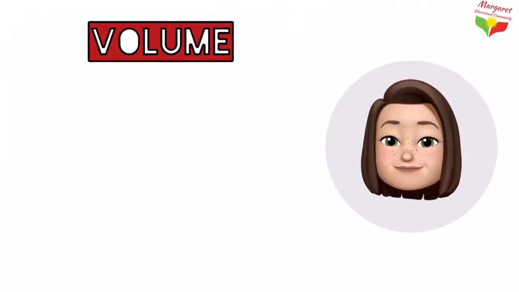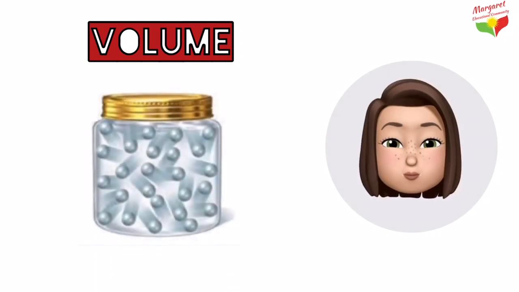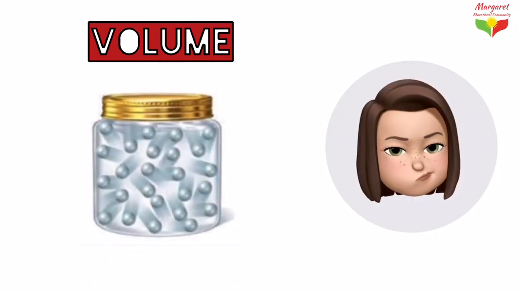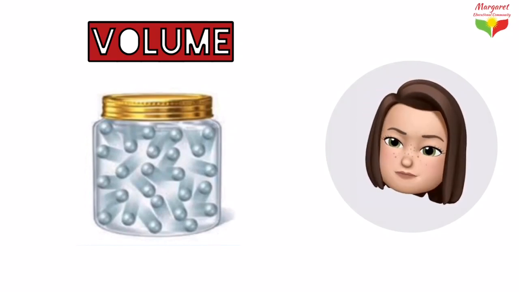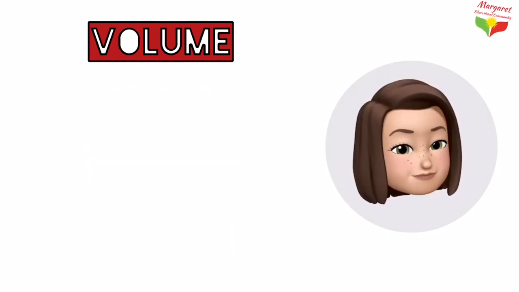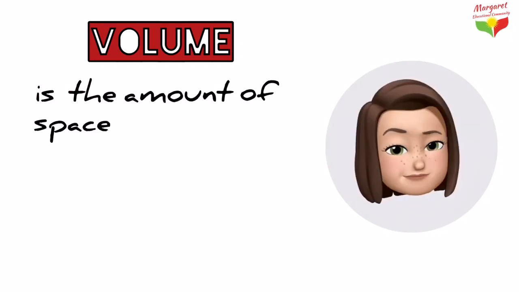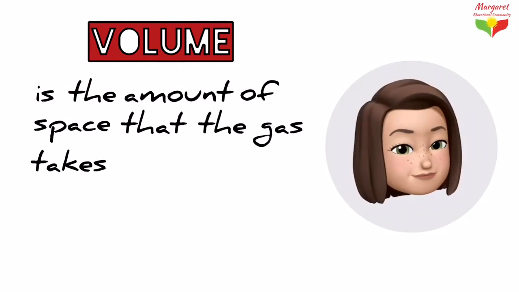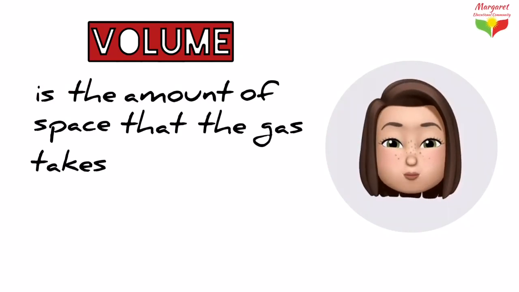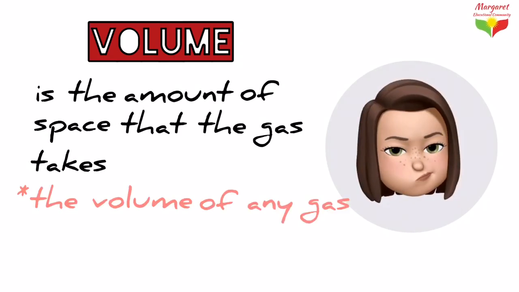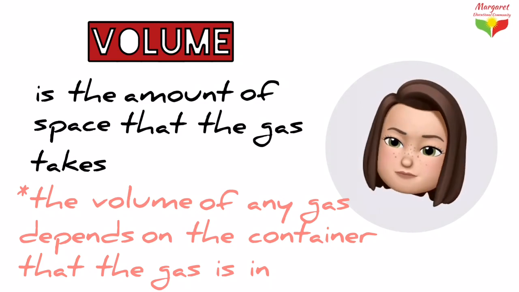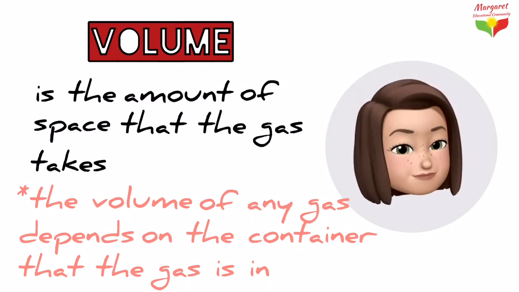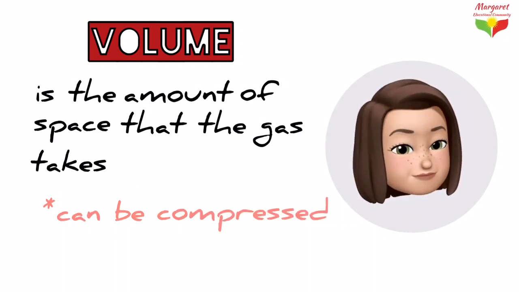Now about volume. As I mentioned before, the particles have a large amount of empty space between them, and the space they occupy is the volume. So volume is the amount of space that the gas takes. But because the particles of gas are spread out, the volume of any gas depends on the container that the gas is in. Another unique characteristic of gas is that it can be compressed.